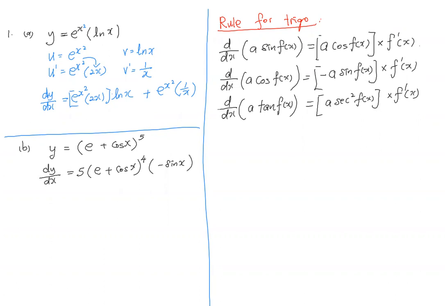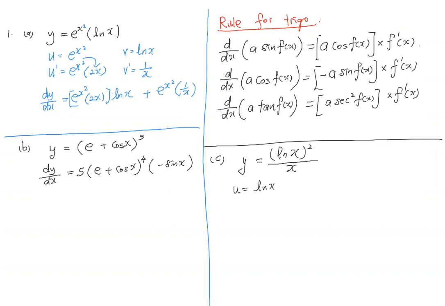Okay, so let's go for part C. We have to be very careful for part C. It is ln x, the whole thing squared, then divided by x. So we can't simplify this. You have to use the quotient rule. So your u will be ln x, the whole thing squared. Your v is x.